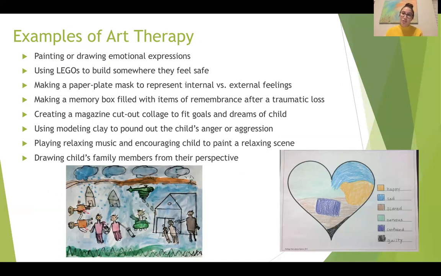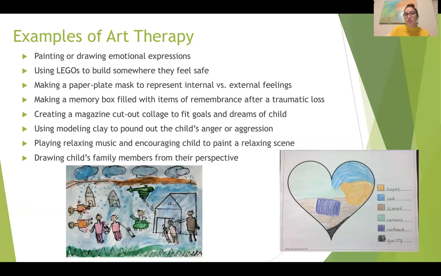Who would be in the fortress? Who would be on the outside of the fortress? Where would your fortress be? Things like that are all great indicators of figuring out the child's family dynamic, home life, and things like that. Making a paper plate mask to represent internal versus external feelings is another great exercise.